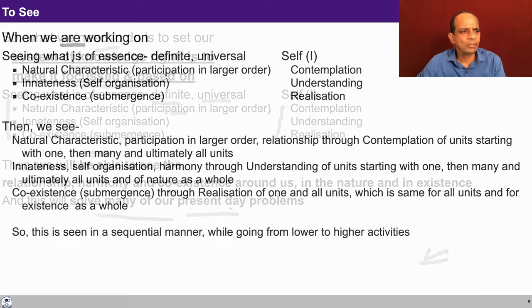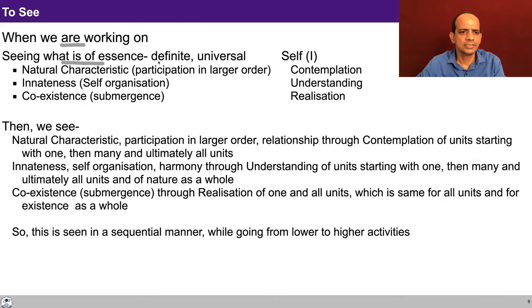So when we are working on seeing what is of essence, that is definite and universal, then we see natural characteristic, the participation in the larger order or the relationship through contemplation of units, starting with one, then many, and ultimately all the units. So at the level of contemplation only, I'm able to see the natural characteristic. It is not something to be imagined, but to be observed directly. And we can start with one unit and say the human being. And for a human being also, why not start with oneself? So what is my natural characteristic?